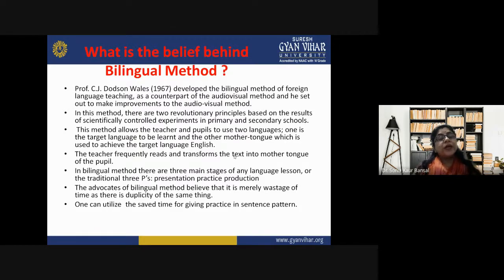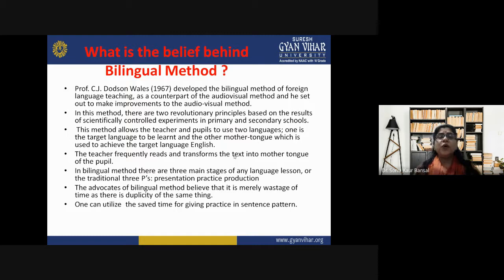The opponents of the bilingual method, students, believe that it is merely a wastage of time, as there is duplicity of the same thing. So there are some different, opposite beliefs also, that this method merely wastes the time of the teacher as well as the learner.